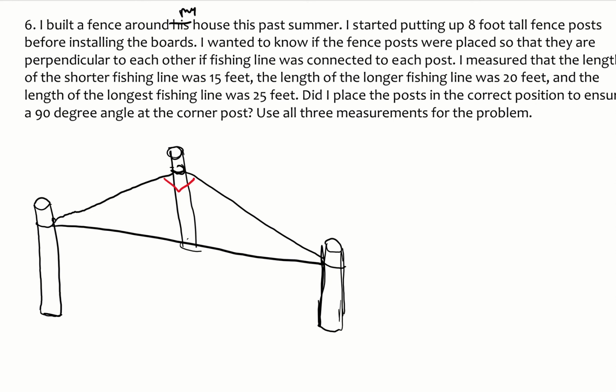So I need to correct the position of the posts accordingly. The length of the shorter line was 15, so this shorter side is 15 feet. The next longer one was 20, so this is 20 feet between that post and that post. And then finally, for the longest, that was 25 feet. So we have here a triangle, and in order to determine whether that's a right angle or not, that's a question mark, we don't know yet. We need to use the converse of the Pythagorean theorem.